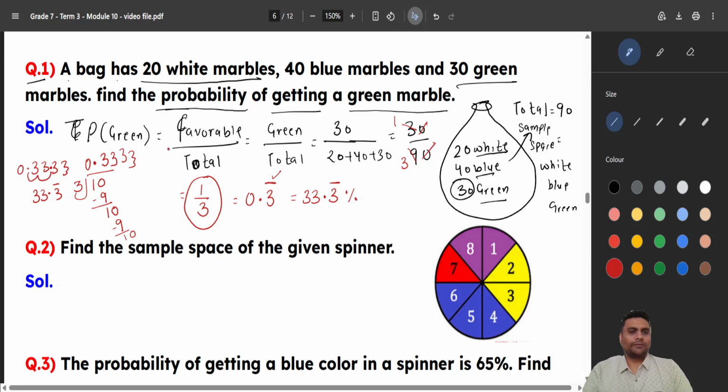So what did we do? The formula was favorable outcome over total outcome. Favorable is green marble. Green was how many? 30. Total was how many? 20 plus 40 plus 30, that is 90. 30 times 1, 30. 30 times 3, 90. You can also do like this: 1 over 3. When you divide it, you get 0.3. And this is the answer in percentage.